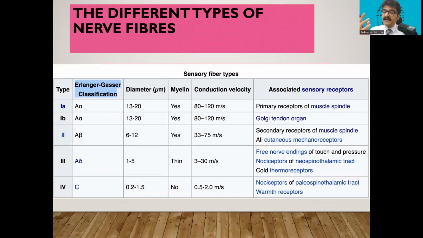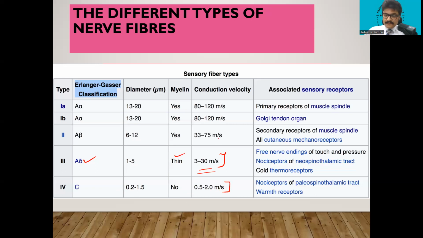If we see, as I said, the Erlanger and Gasser classification, there is one very important point. It is not based on the function of the nerve. It is only based on the morphology, that is the thickness and the level of myelination of the nerve. We all know from general anatomy that the more the myelination, the faster is the nerve impulse conduction. So A delta fibers, which are thinly myelinated, conduct the nerve impulse at a velocity of 3 to 30 meters per second. C fibers, which are unmyelinated and very thin, conduct at a very low speed. That's point number one, a potential MCQ.